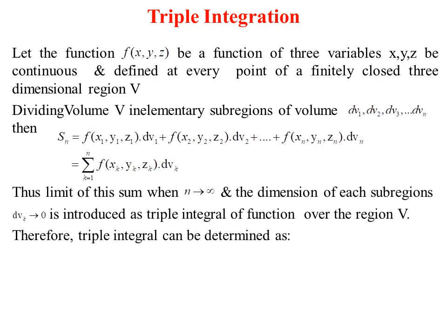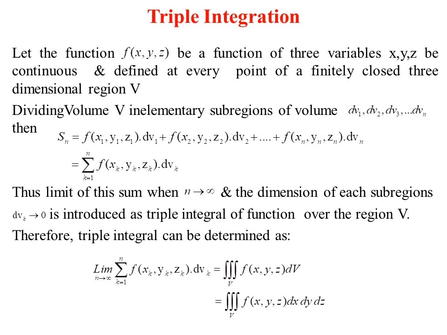With this sum we are going to get the integration. Thus the limit of this sum, when n tends to infinity and the dimension of each subregion dVk tends to 0, is introduced as the triple integration of the function over region V. Therefore, triple integration can be determined as the limit as n tends to infinity of the summation from k equal to 1 to n of f of xk, yk, zk dot dVk. So this is equal to the triple integration over that volume of f of x, y, z into dV.